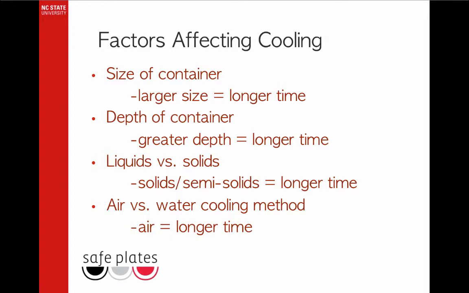The time it takes for food to cool is affected by whether we're using air in circulation or an ice bath or some immersion cooling. Air will create a longer cooling time. There are many ways to cool things. As long as you're meeting cooling parameters of dropping below 70 degrees Fahrenheit within the first 2 hours and then dropping down to 41 degrees Fahrenheit within the next 4, you can use a variety of ways to cool. With whatever method you use, keep in mind that these factors will affect how quickly things cool.